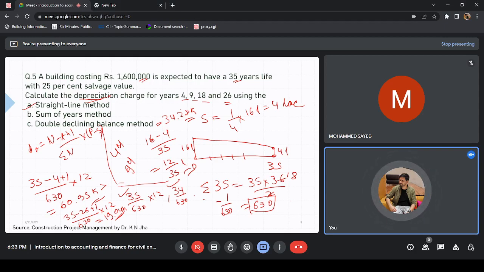Any issue till here? And this is the calculation part of it. So I guess in the exam you can calculate it for each of the given years in any condition, I mean straight line, sum of years. Yes, sir. So can you calculate similar values for the double declining balance method? Please give it a try.